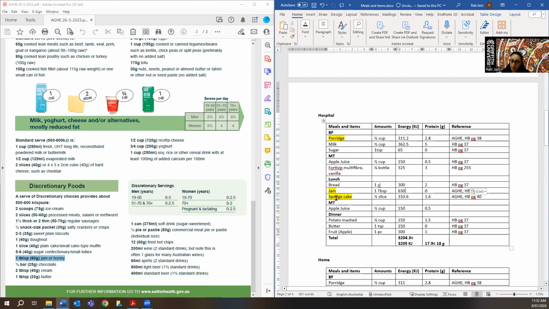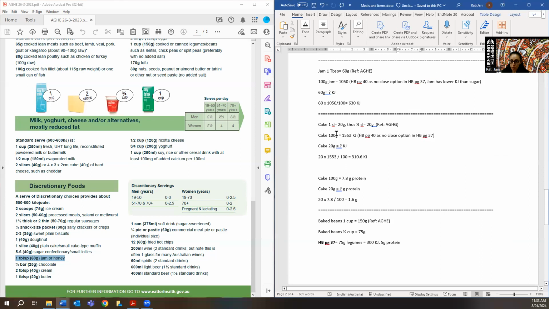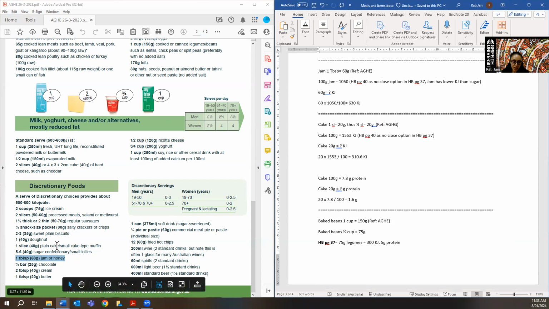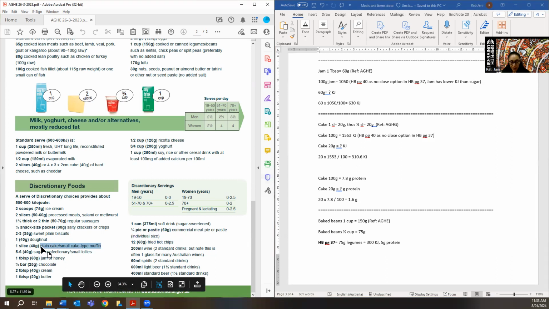Then you have sponge cake. I'll again scaffold the sponge cake for you. Let's open this so it makes it easier. So now I go to my Australian Guide to Healthy Eating. This is my AGHG. You may not always have the exact same item in your AGHG and in your handbooks. You have to go to the closest possible options, which I have said repeatedly. So sponge cake, kind of like plain cake type things: one slice is 40 grams.